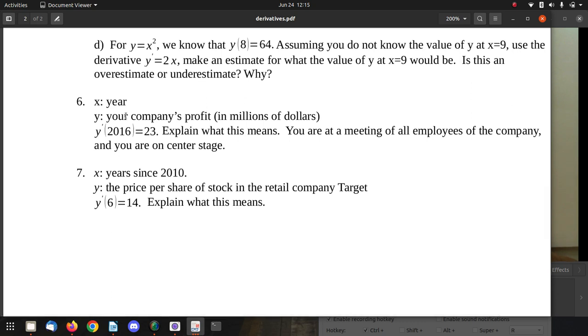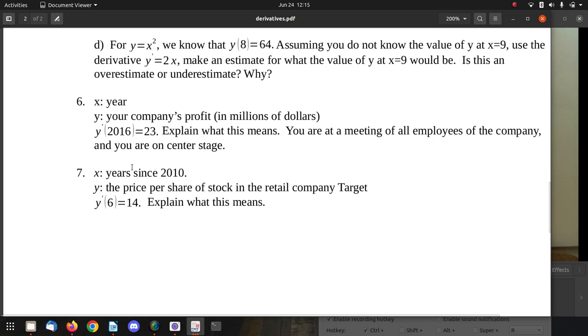Then we take x squared. Well, what's the derivative of x squared? 2x. Well, what's the meaning of 2x? It's the slope at any point on x squared. Well, what if one of those functions actually represents something in the real world, like years and profit? Well, then the slope actually has dimensions or units. So what would the rate of change of years to profit, what would the meaning of that be if our input on the derivative was the year 2016 and we got 23 out? What's the meaning of that?